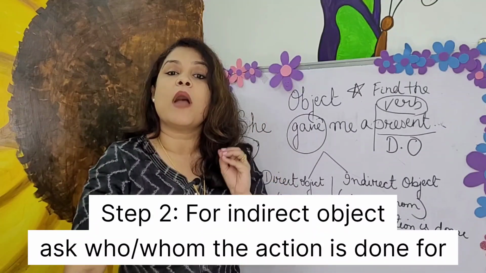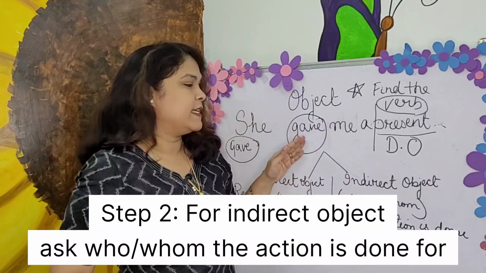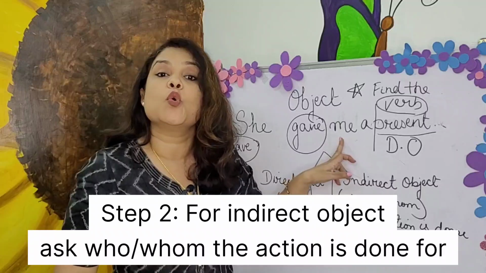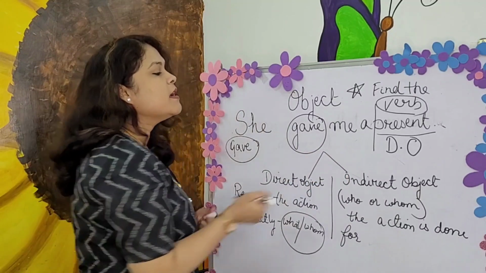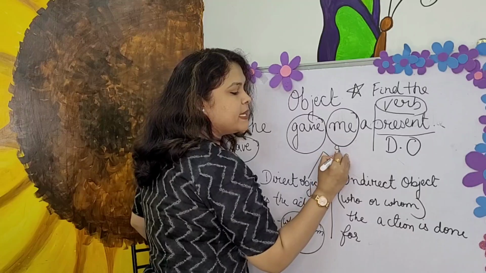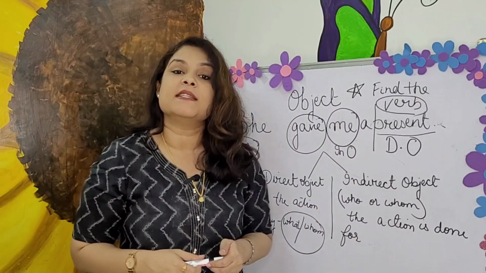किसके लिए वो action किया गया है? Go back to the verb, gave. Whom did she give the present? She gave the present to me. So here the indirect object is me. Indirect object is me.